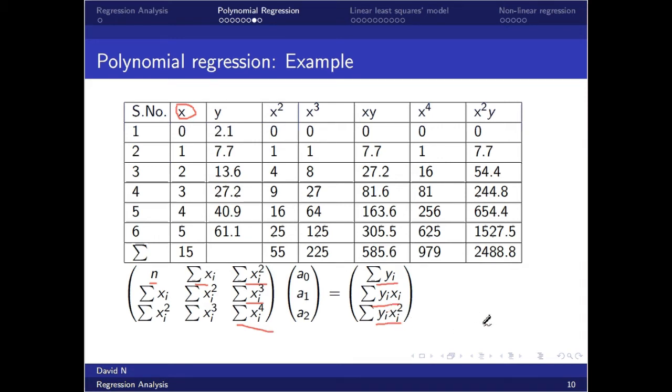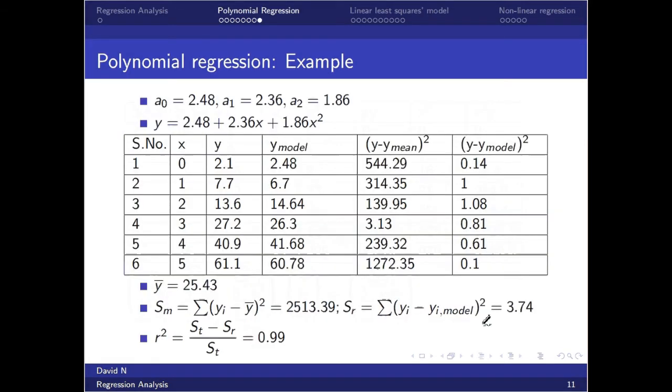Now let us find each of the elements of these two matrices. Finding each of the elements of those two matrices, taking the inverse of the matrix that is on the left hand side of the equation, and taking a product of the inverse of the matrix on the left hand side of the equation and the vector which we have on the other side of the equation, we obtain the model coefficients A0, A1 and A2 for this particular data set to be equal to 2.48, 2.36 and 1.86 respectively. And thus we have our polynomial equation of the order 2 given by this form.